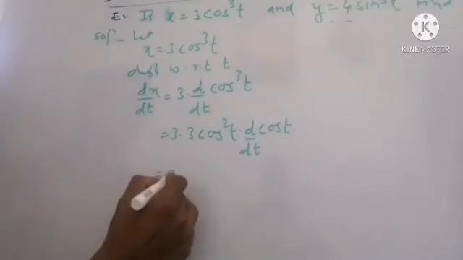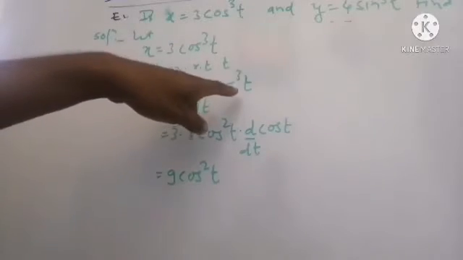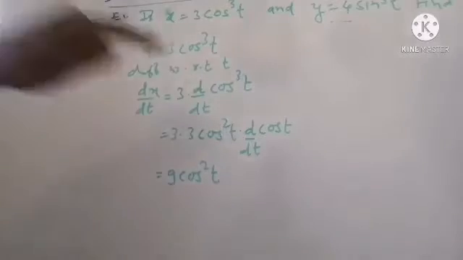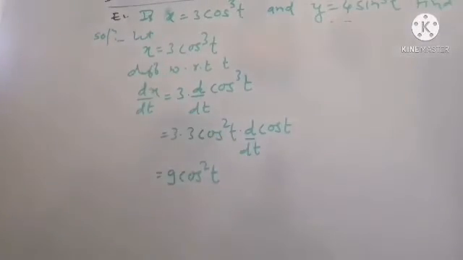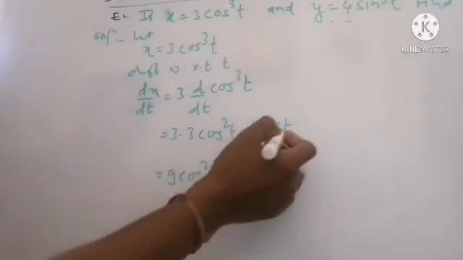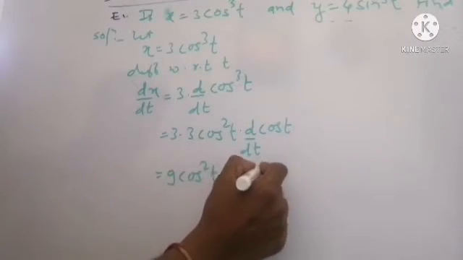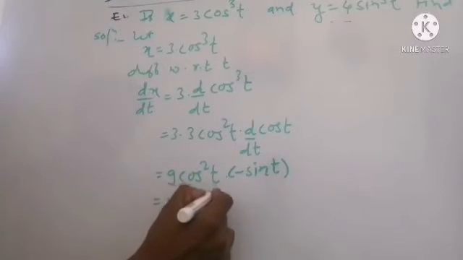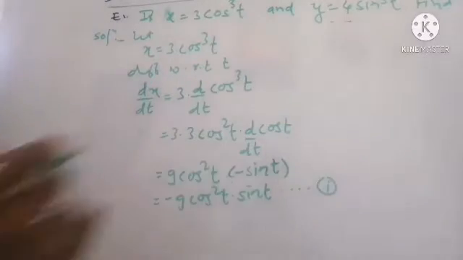Finally we get the derivative: 3 into 3 is 9. This cos square t is out of the derivative. See, this is a power function cos cube t, so its power decreases as it is in the derivative. Now this cos square t is out of the derivative, so its power does not change. So 9 cos square t, but here cos t is the function in the derivative, so its derivative is always minus sin t. So finally minus 9 cos square t into sin t. This is number 1.